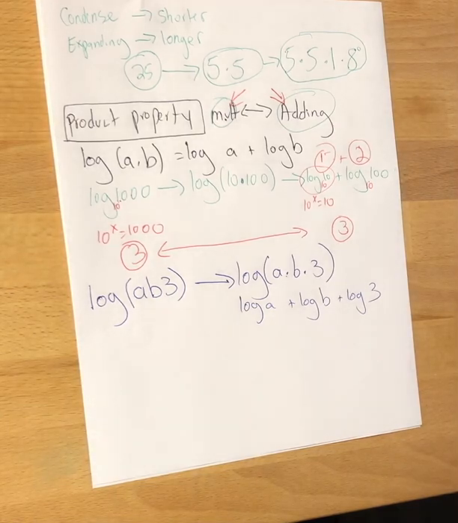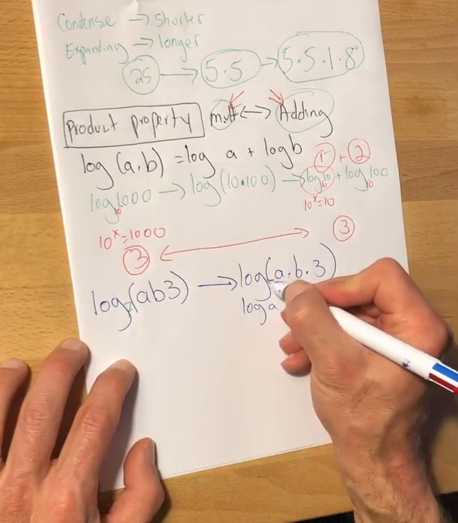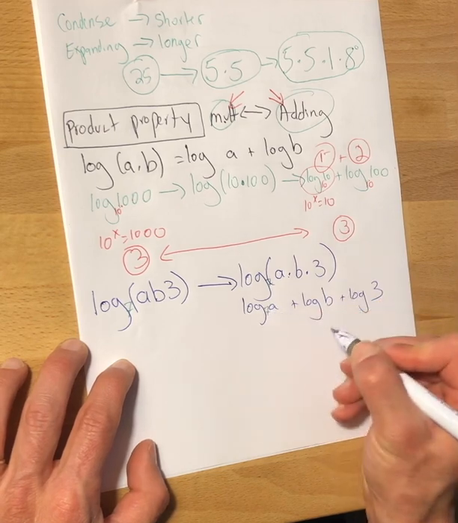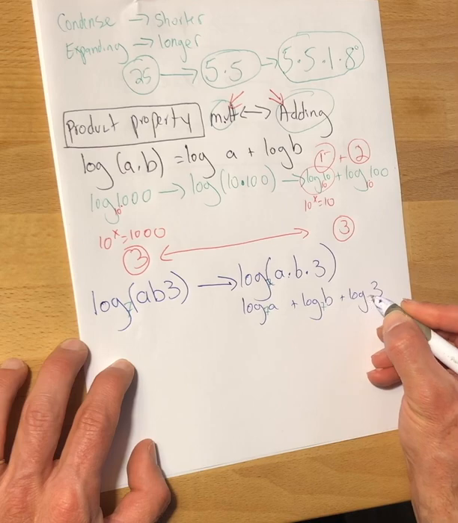Sometimes people get confused and they say, well, what if there's a different base? What if there's, let's say, a base 7? Then it would just be log base 7 of A, plus log base 7 of B, plus log base 7 of 3.